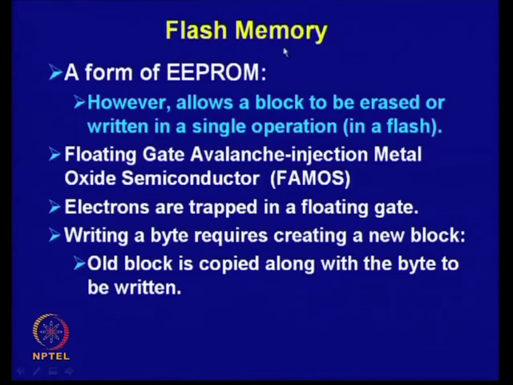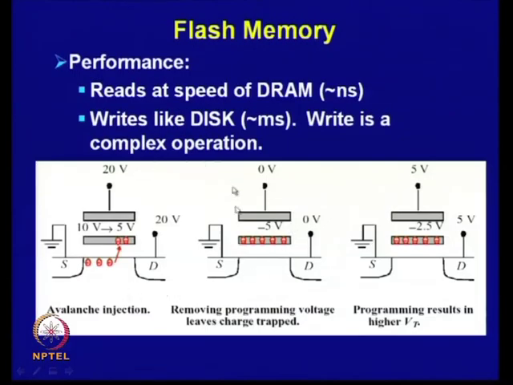I have already discussed flash memory in the context of main memory. We have seen that flash memory is a form of electrically erasable programmable ROM, and the only difference is that flash memory allows a block to be erased or written in a single operation. As you know, it is based on floating gate avalanche injection metal oxide semiconductor technology, and we have seen how electrons are trapped in a floating gate, as shown in this diagram. As the electrons get trapped in the floating gate, the threshold voltage is reduced, and that is how reading and writing can be done.